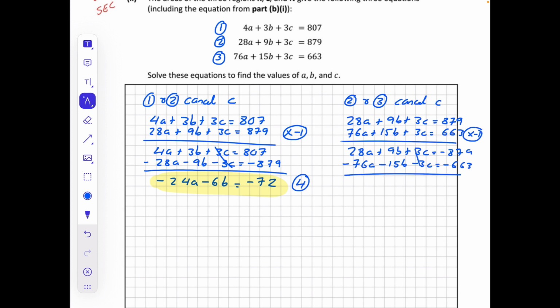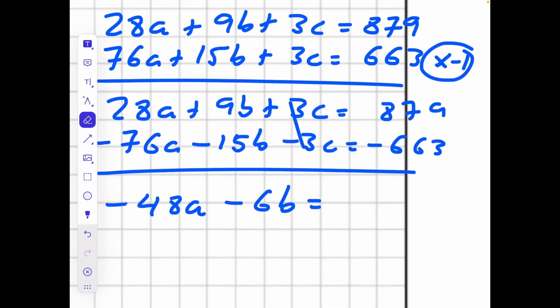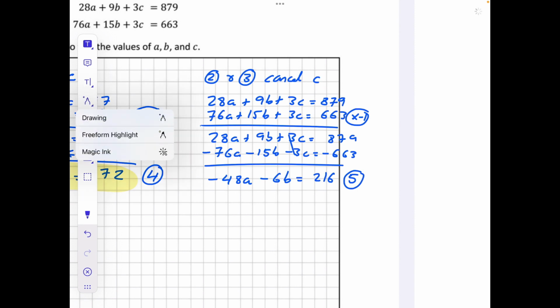Okay, C's will cancel. 28A minus 76A will give me minus 48A. 9B minus 15B will give me minus 6B. Is equal to, no, sorry, there's no minus sign there. I don't know where that appeared from. So 879 minus 663, that's going to give me 216. And I'm going to call that equation 5.